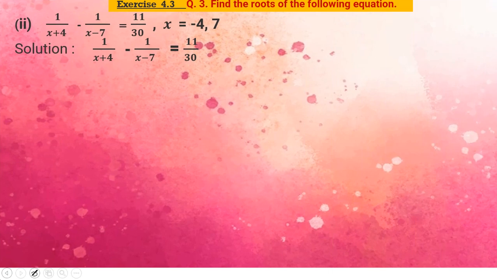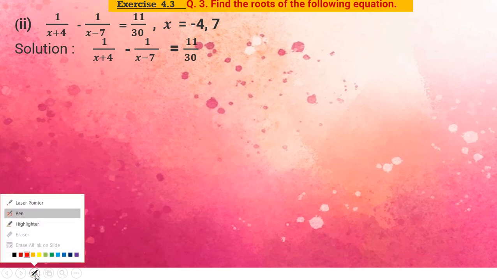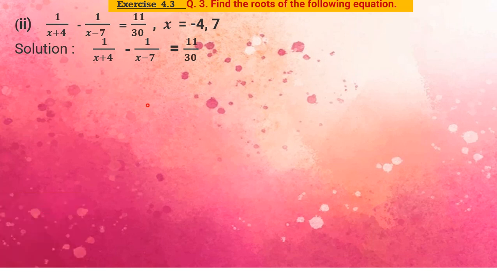So let's solve the problem of exercise 4.3 based on the quadratic formula. We have to find the roots of this equation. The equation is given in the form of 1 upon x plus 4 minus 1 upon x minus 7 is equal to 11 upon 30. So take the LCM of the left hand side, 1 upon x plus 4 minus 1 upon x minus 7. The LCM is (x plus 4) into (x minus 7).